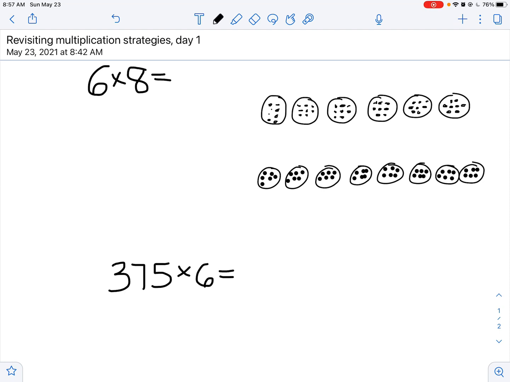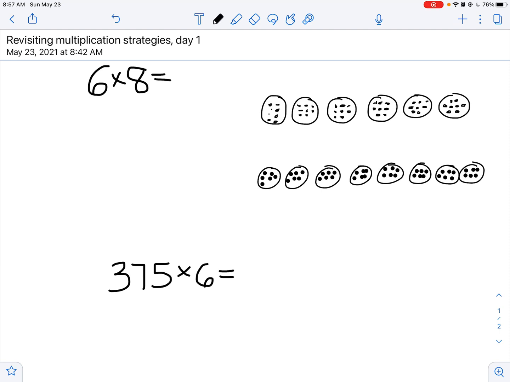So we're going to start off way back at the basics, just to make sure we all remember what multiplication is and how to solve a basic fact. So remember, multiplication is simply repeated addition or equal groups. So I have up here 6 times 8.